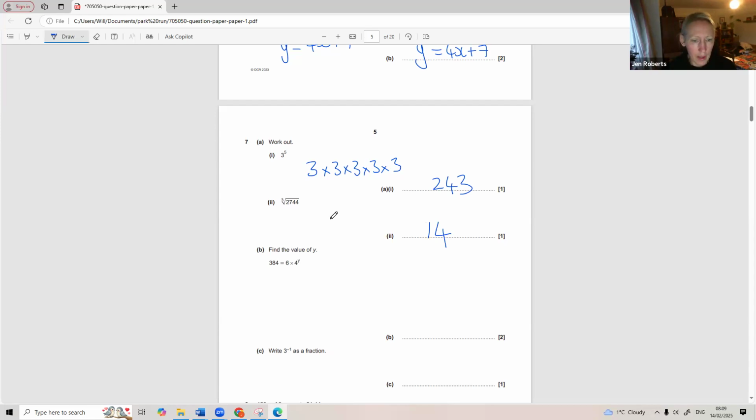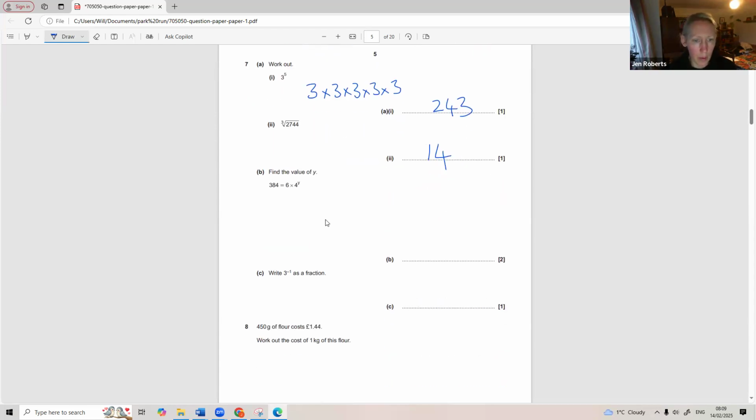Okay, so find the value of y. So 4 to the power y times 6 equals 384. I'm going to divide both sides by 6 first. 384 divided by 6 is 64. You've got 64 equals 4 to the power y. So how many times do we multiply 4 by itself to get 64? 4 times 4 is 16, times by 4 again is 64, so y is 3. Because 4 to the power 3 equals 64.